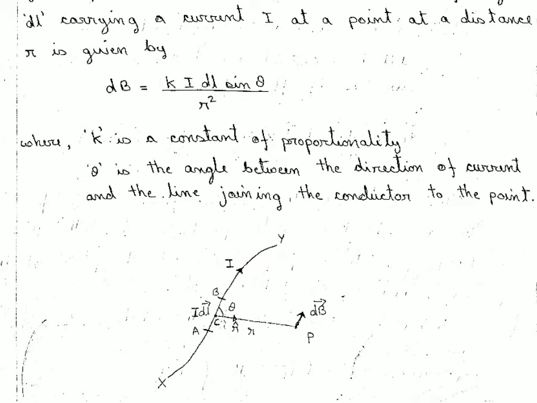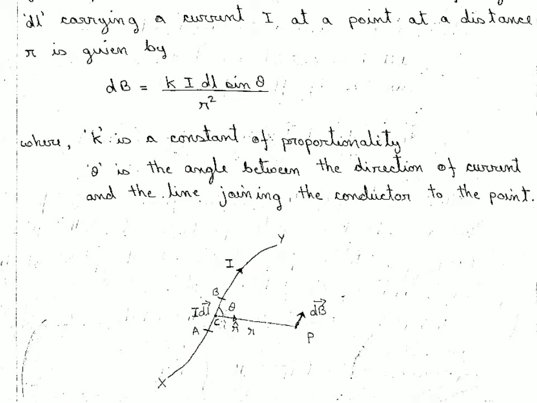And theta is the angle between the line CP and the direction of flow of current. Now this I dl here is known as a current element. Okay, this is defined as a current element. It is a vector quantity. I dl vector is a vector quantity and it is in the direction of flow of current.